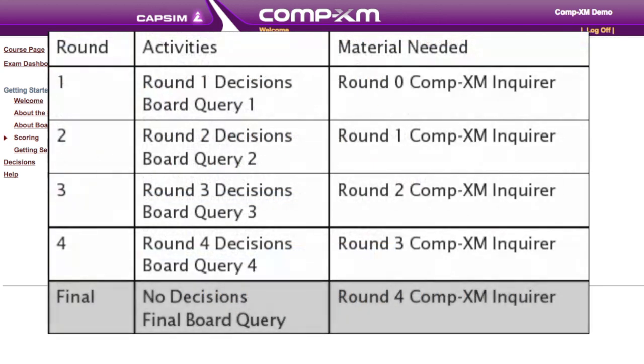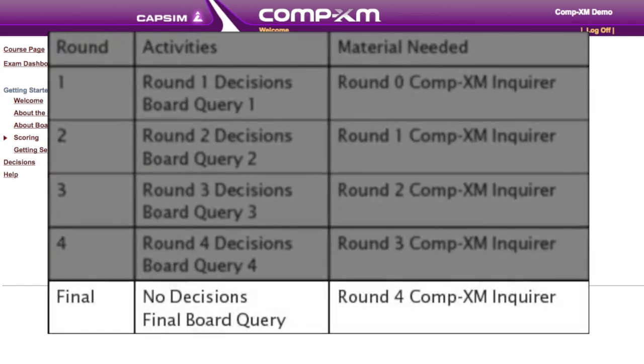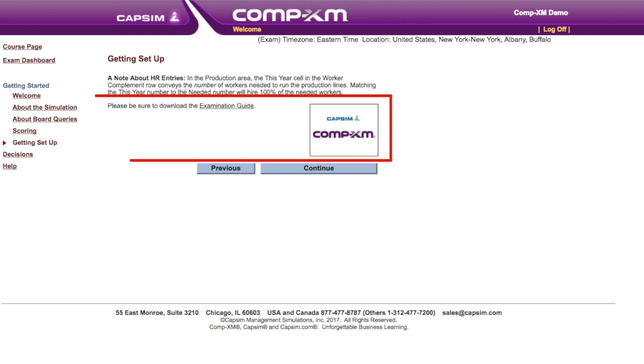CompXM has 4 decision rounds. You'll answer board queries for each round. At the end of the simulation, you will answer a 5th set of board queries, but no decisions will be required. You can download a CompXM booklet.